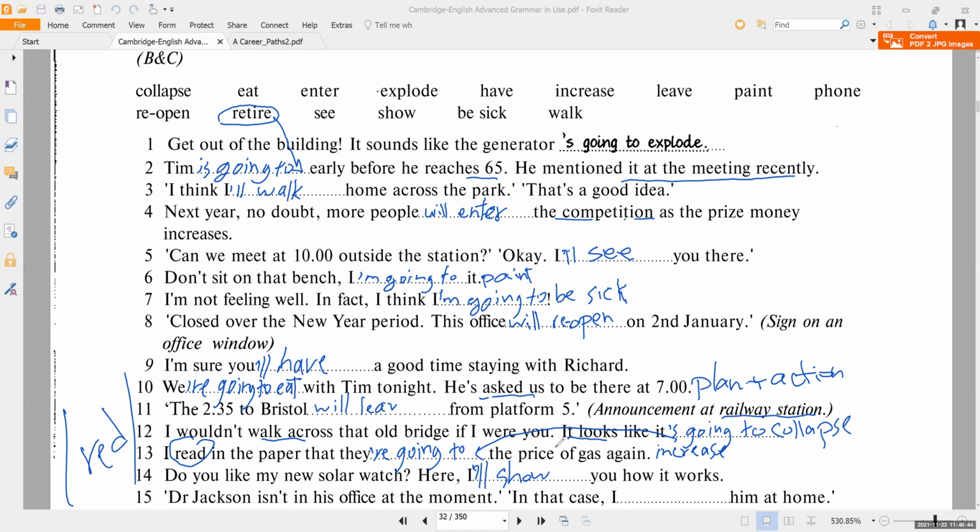Dr. Jackson isn't in his office at the moment. In that case, I'll call him. I'll phone him. ممكن phone وممكن call. يعني phone ممكن اتصل به وتستخدم حتى الفعل call. I'll call him at home or I'll phone him at home.